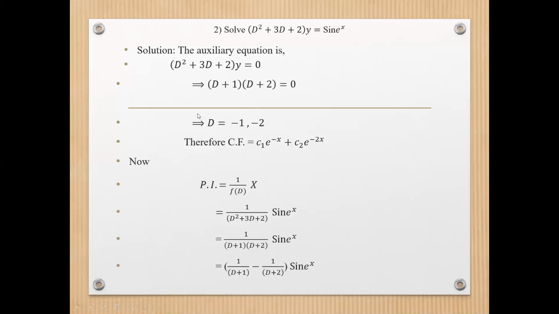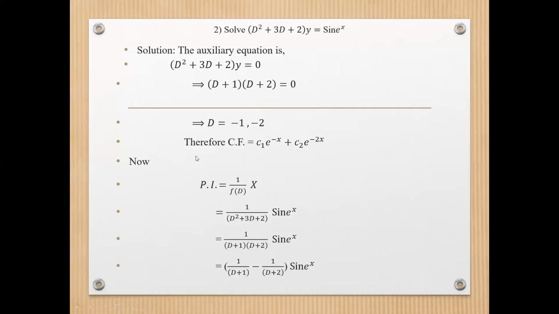So corresponding to these roots, the complementary function is C1 e raised to minus x plus C2 e raised to minus 2x. This is the complementary function. The same procedure we have to follow in a problem which belongs to any type. Now we have to find a particular integral for this linear differential equation.